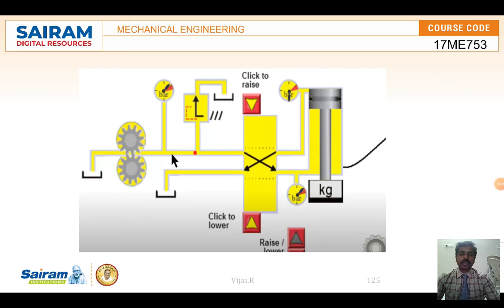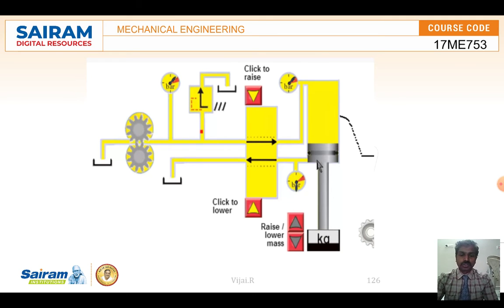Let me see the other direction too. When the piston moves upward to the very end, the pressure at this end gets created more, automatically. The remaining liquid gets pressurized, so the pressure relief valve helps in reducing the pressure over there.